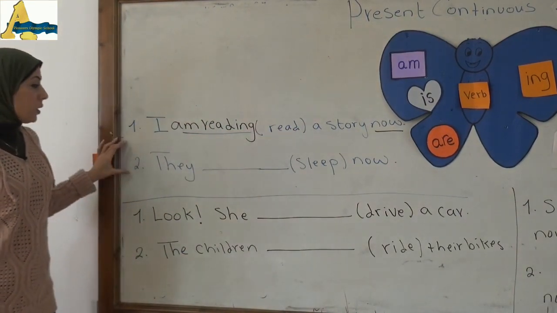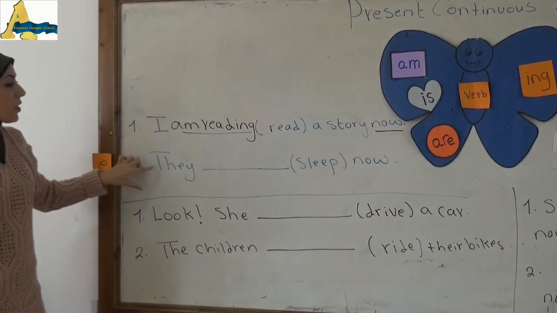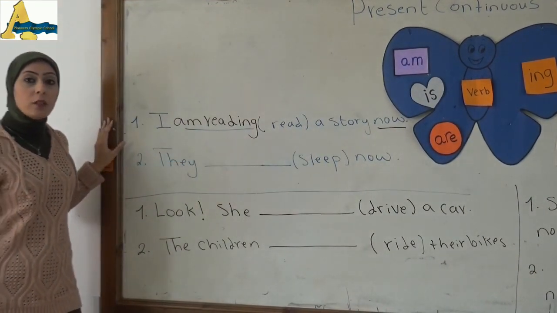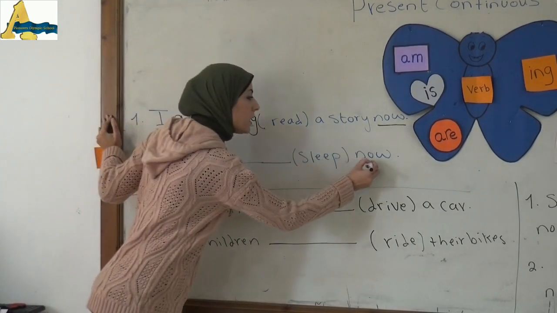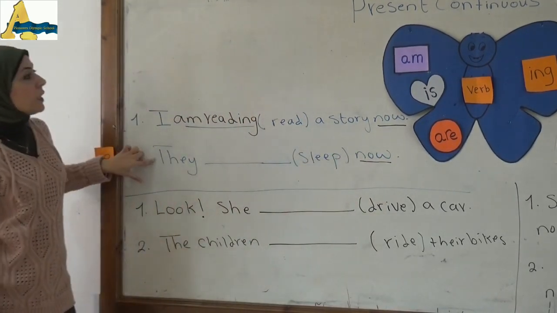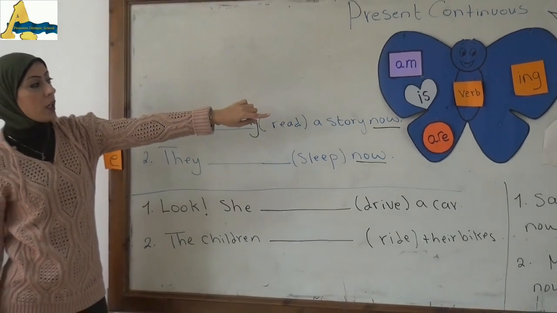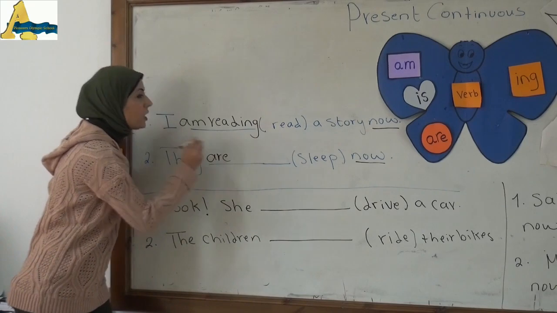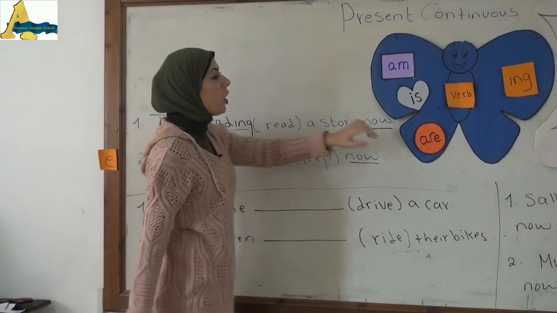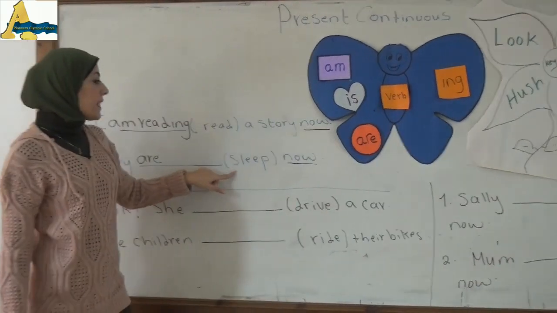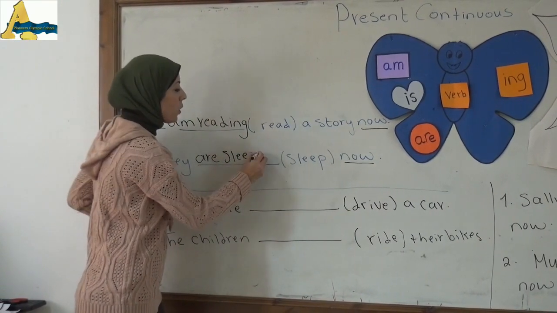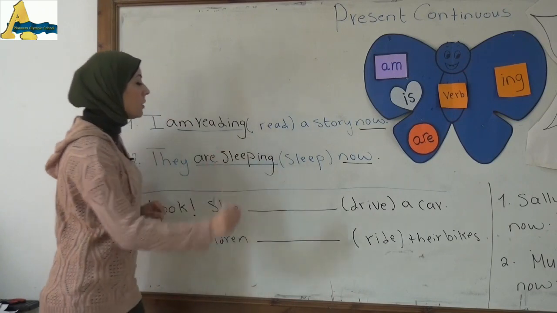Let's do another sentence. They sleep now. Again, where's the keyword? Excellent, it's now. And then, they will take am or is or are. They will take are. And then, I have to go to our butterfly. Where is the verb? Sleep. I'm going to write it as it is. And then I'm going to add ing.